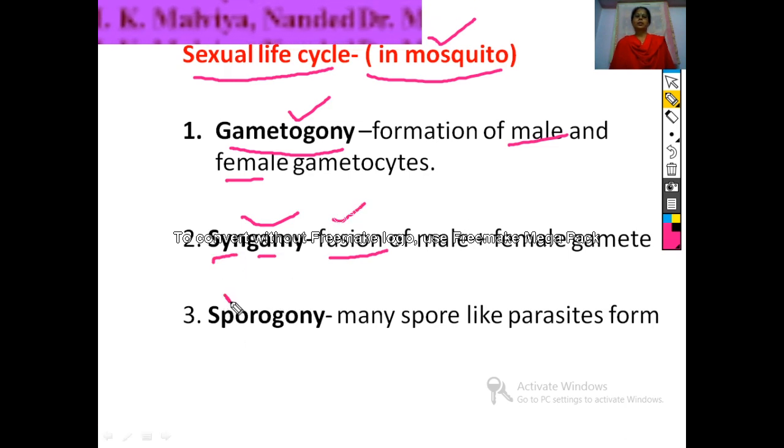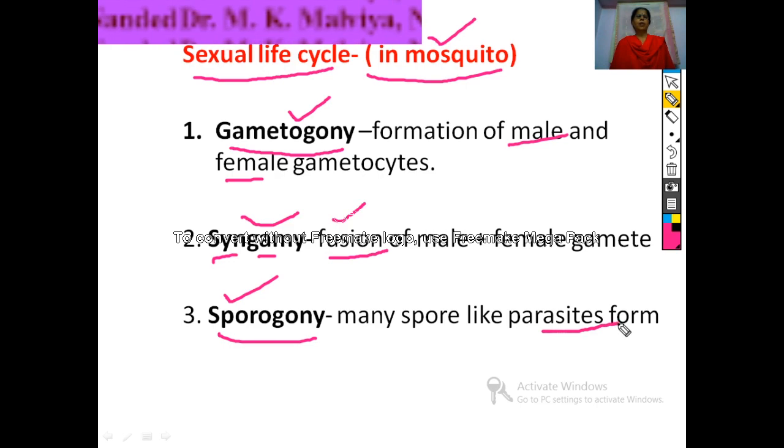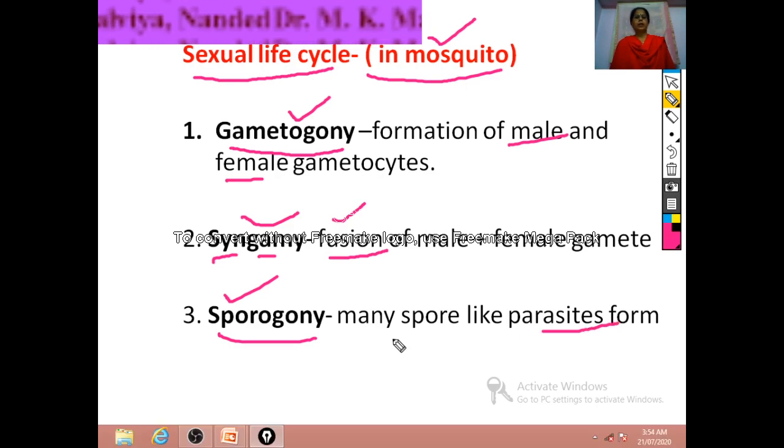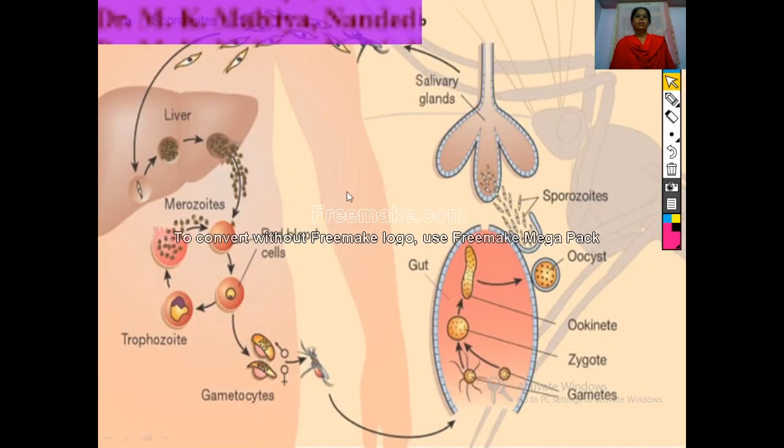And the third stage is sporogony, meaning from the single-cell zygote, many spore-like parasites are formed asexually. Here again spore formation takes place, and thus sporogony takes place in this mosquito. Now let me tell you how the sexual life cycle occurs using this diagram.